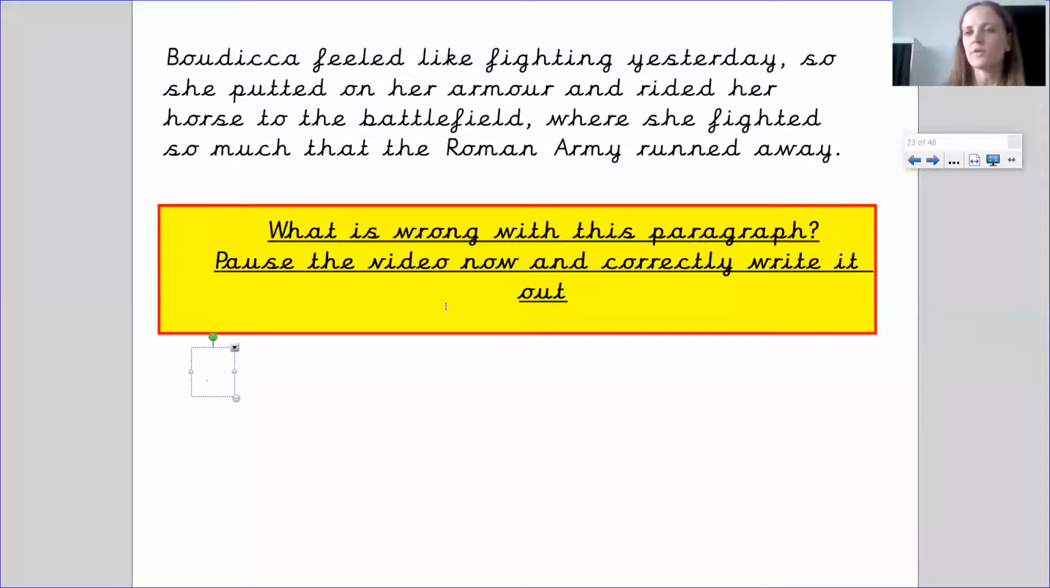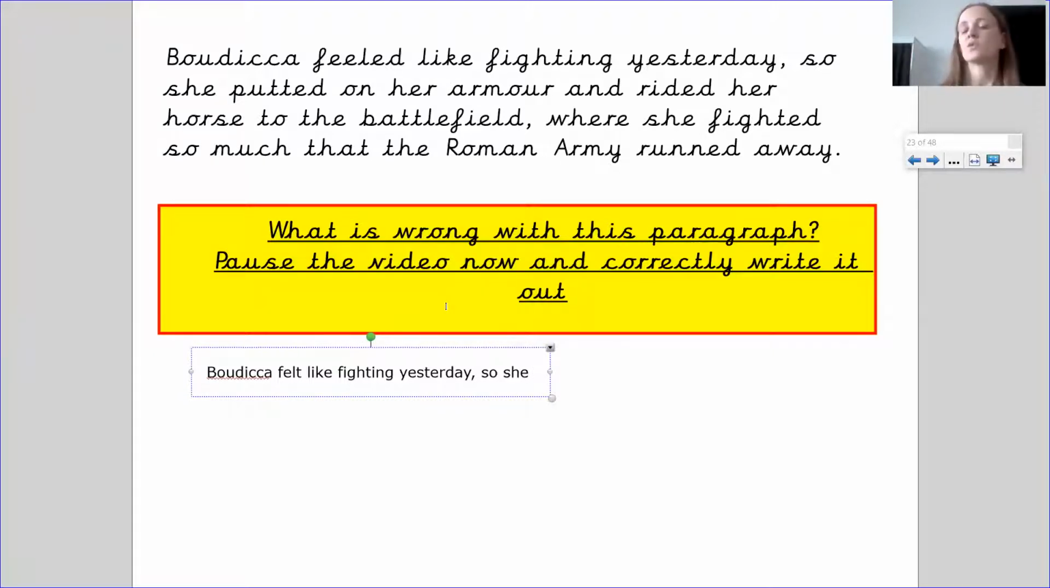Okay, so I'm going to go through it with you, and you can correct your work if it is incorrect, but you can give yourself a tick for each word that you have changed to the correct past tense. So of course we start with Boudica, and field is not a word, so we would change it to felt, like fighting yesterday. So she, and we can't say putted. It's not, we need to say she put. It is still in the past tense. She put on her armor.